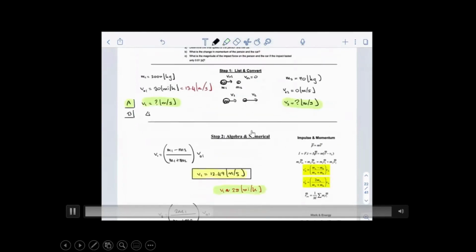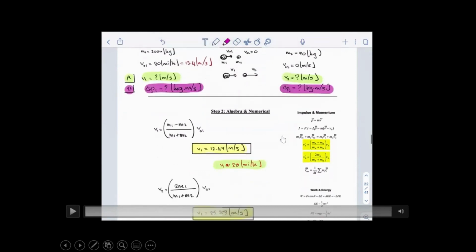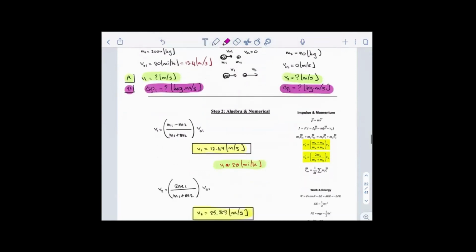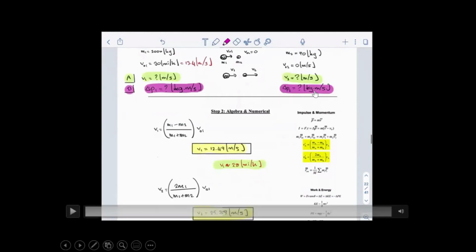All right, so we figured out the speeds. How much does the momentum change for the person, and how much does the momentum change for the car? Guys, listen, conceptually, the change of momentum for a system is going to be 0. The net momentum before and after impact is going to be the same. So the change of momentum of the car is going to be the same as the change of momentum of the person. That's what it means.